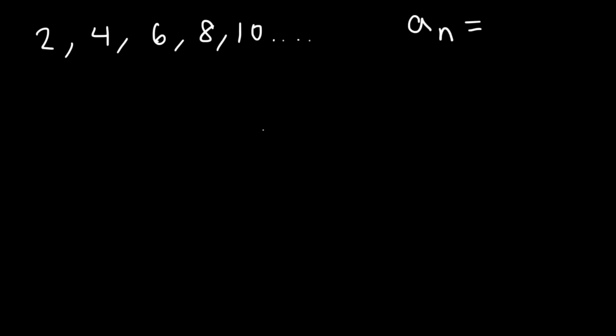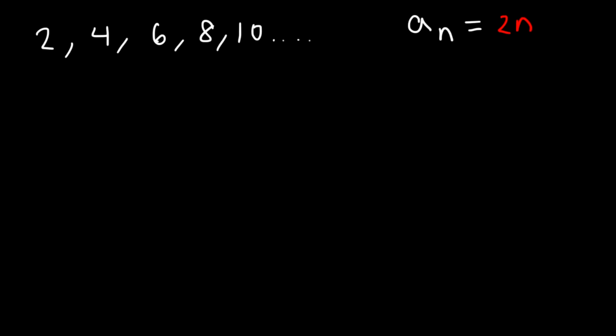Now let's say you're given a sequence of numbers 2, 4, 6, 8, 10, and your goal is to write an equation that will help you find any indicated term. So what equation describes this pattern? Notice that we have an arithmetic sequence that increases by 2. The common difference is 2. So the equation is simply 2n because it differs by 2.